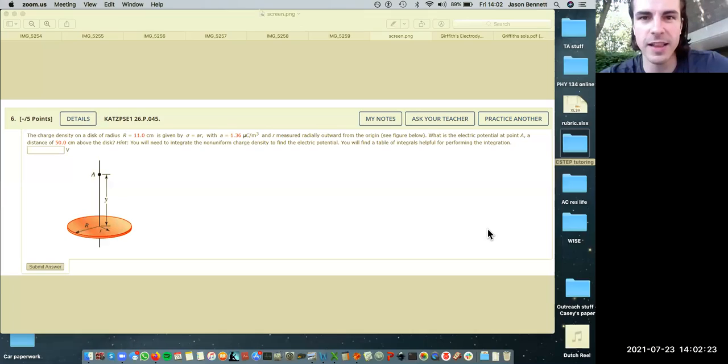But the integral in this problem is not like anything you would ever have to do on an exam, because I'm pretty sure this is 132, right? Not 134. Is that right? You're in 132.